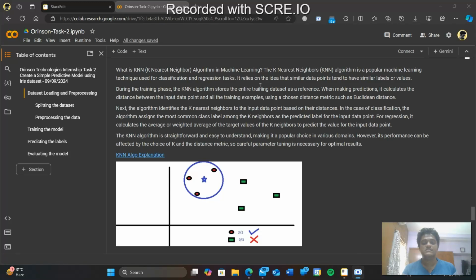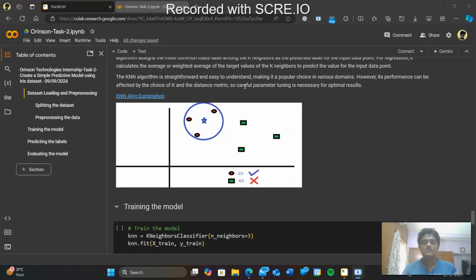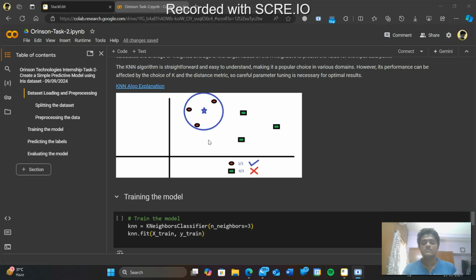During the training phase, the KNN algorithm will store the entire dataset as a reference. When making predictions, it calculates the distance between the input data point and all the training examples using distance metrics such as Euclidean distance. Next, the algorithm identifies the k nearest neighbors to the input data point based on the distances. This algorithm is very straightforward and easy to understand, making it a popular choice in various domains. So the explanation is now over.